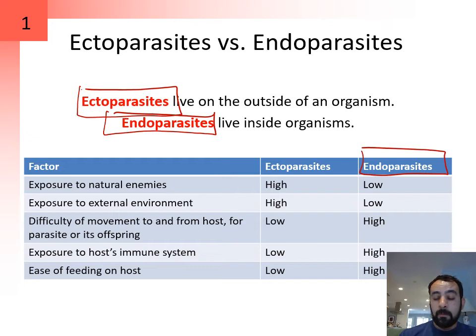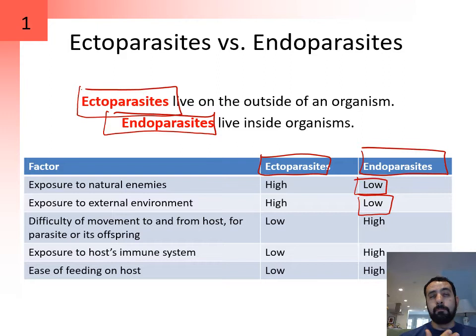Endoparasites have an advantage in relation to ectoparasites because they have a really low exposure to natural enemies. A tapeworm inside your gut is not exposed to anything except your immune system. There are no enemies that can potentially come and remove it. A tick, on the other hand, which is an ectoparasite, is exposed to natural enemies. A bird can come and pick at that tick and relieve the host from that parasite. Not only that, the environment is more stable inside a host. The body of a host doesn't fluctuate as much as the external environment does for a tick, for instance, right?